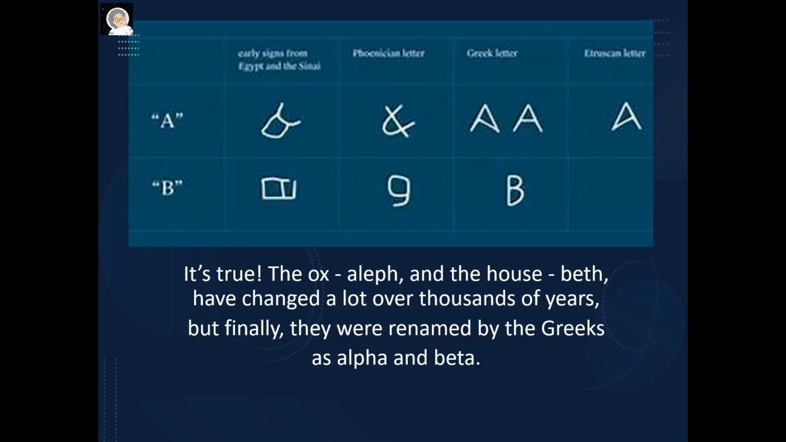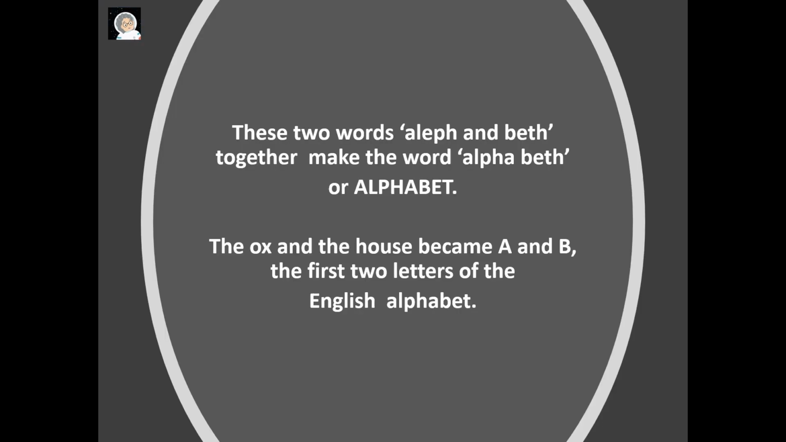It's true, the ox Aleph and the house Beth have changed a lot over thousands of years, but finally they were renamed by the Greeks as Alpha and Beta. These two words, Aleph and Beth, together make the word alphabet. The ox and the house became A and B, the first two letters of the English alphabet.